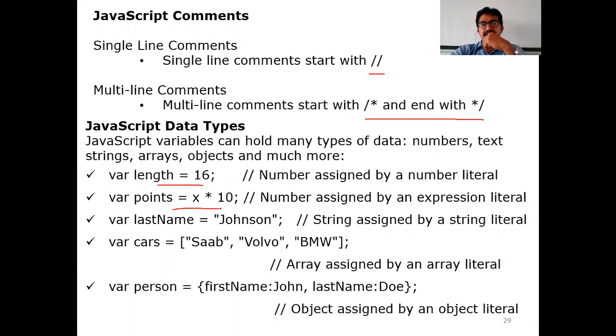X equal to x into 10. This is an expression literal. Last name equal to Johnson. So it is a string literal. Cars equal to Saab, Volvo, BMW. So this is an array literal.